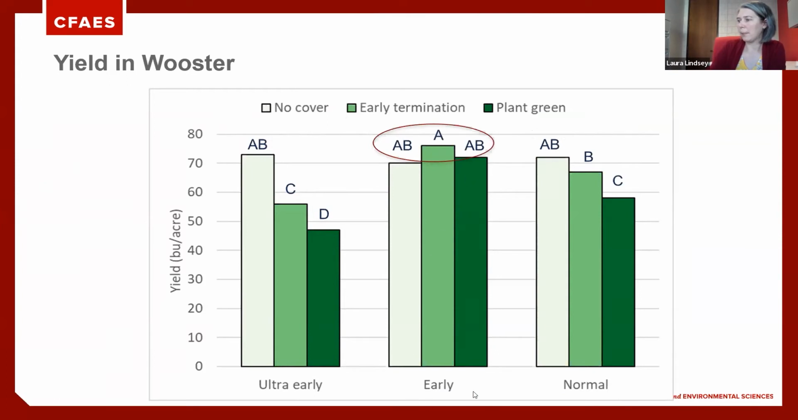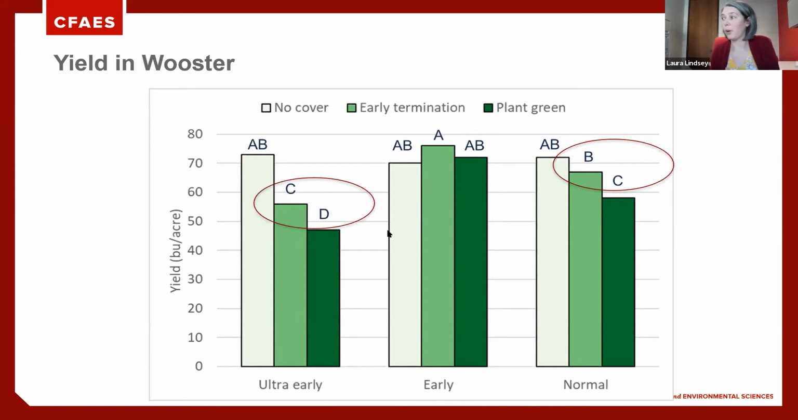When we look at our early planting date, so this was the end of April, statistically, all the yields are the same there as well, regardless of stand or regardless of cover crop treatment. And then for our ultra early and then our normal planting date, we do see lower yields when there was a cover crop. And it seemed that yield was the lowest when we had those plant green compared to the early termination of the cover crop within those planting dates.